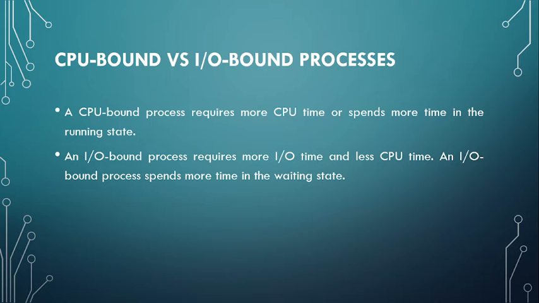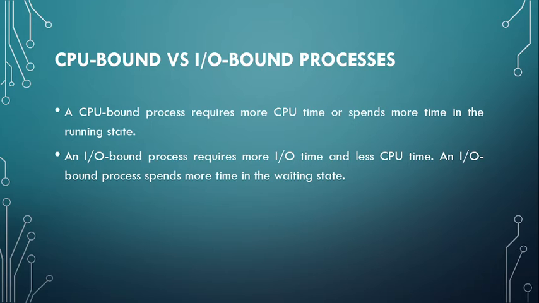And then CPU bound versus input output bound processes. A CPU bound process requires more CPU time, or spends more time in the running state. It needs more CPU time and less interaction with the input output devices. An input output bound process requires more input output time and less CPU time. An input output bound process spends more time in the waiting state because it interacts with the input output devices.